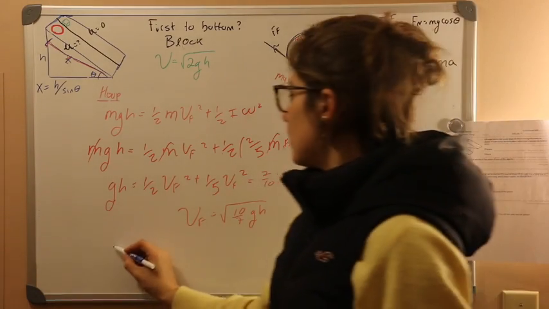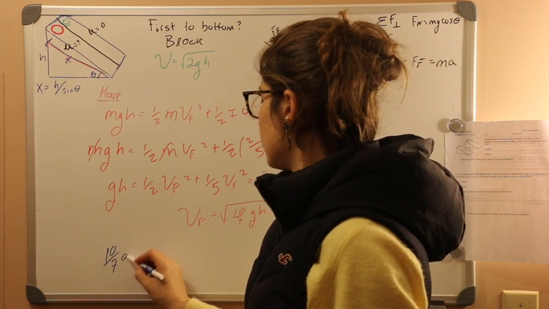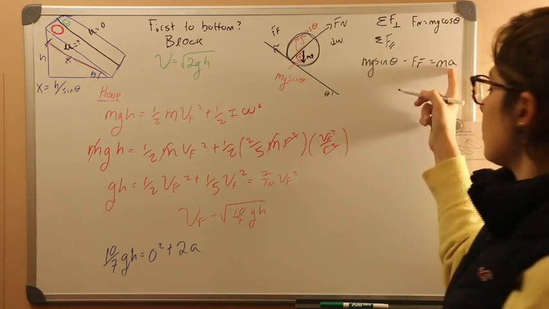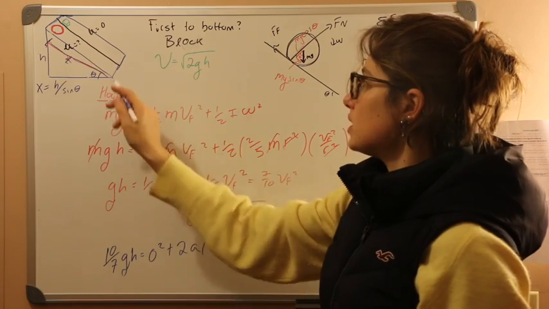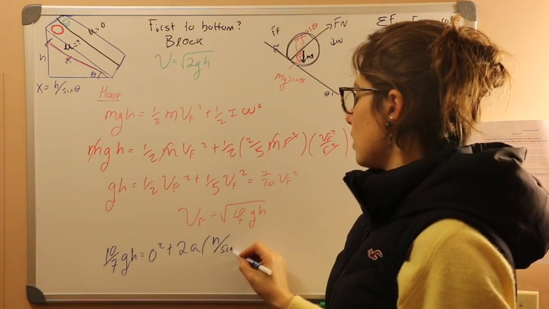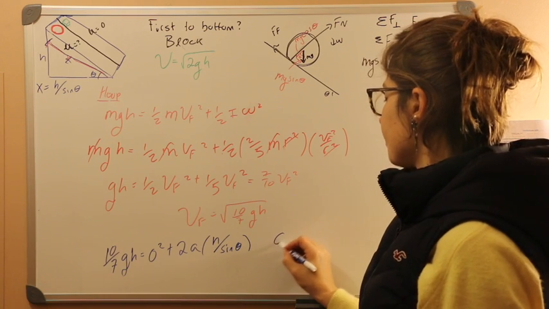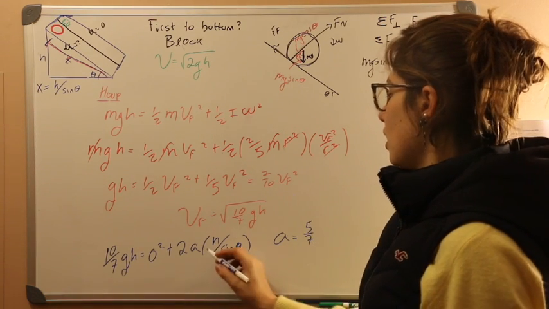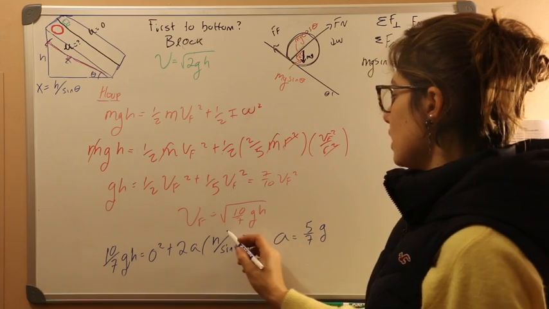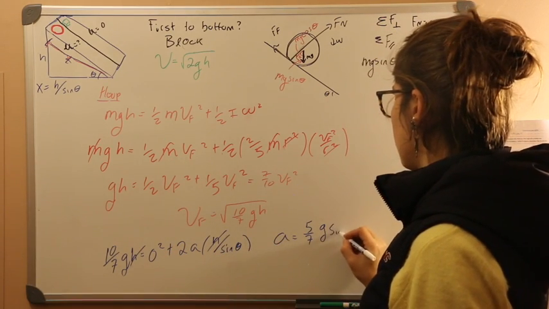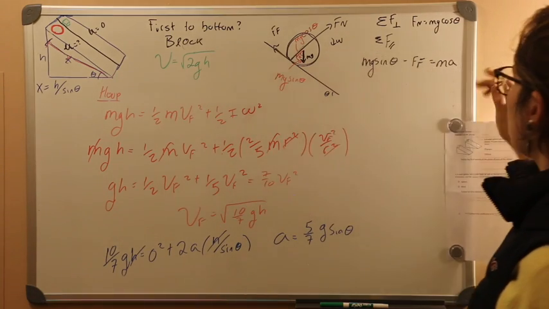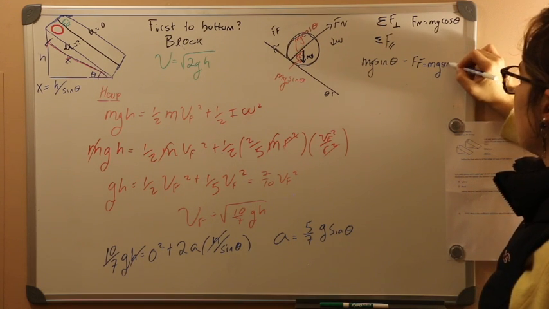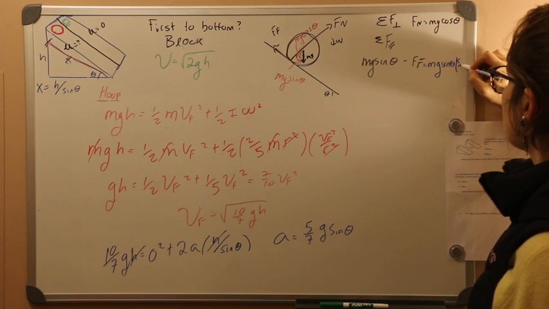So with that, let's write v final squared, so squaring the result we got, equals v initial squared plus 2 times the acceleration, times our actual distance, which is x. But instead of x, I'm going to write h over sine theta. So here I'm going to solve for a, and I'm going to find it's 10/7 over 2, so 5/7 g sine theta, the h's cancel. Okay, so with that I'm going to put that in here. So instead of ma, I'm going to say equals mg sine theta times our coefficient of 5/7.